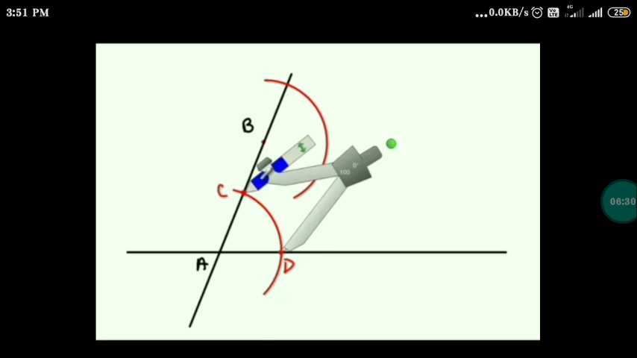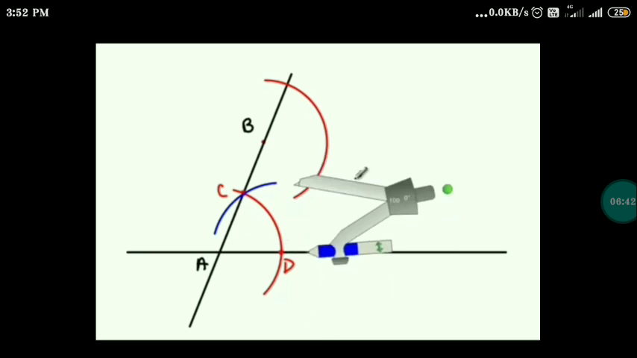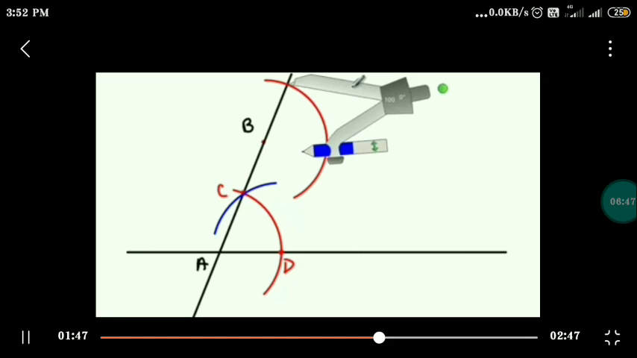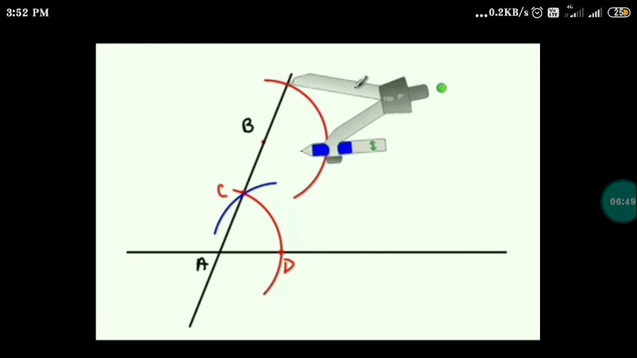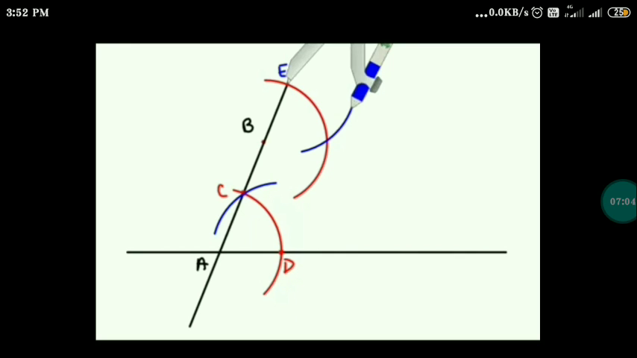Now measure this length CD, or we can say that open your compass to a radius equal to CD. Without changing this opening, taking E as a center, swing an arc which intersects the previous arc at point F.